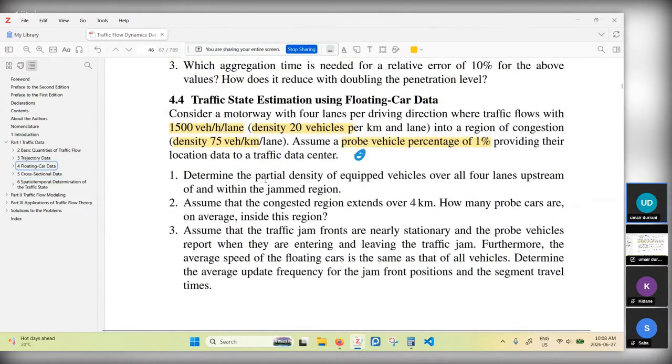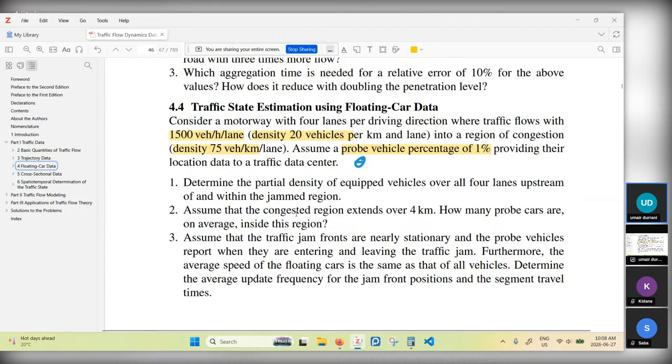Right. Number 3 is: assume that the traffic jam fronts are nearly stationary and the probe vehicles report when they are entering and leaving the traffic jam. Furthermore, the average speed of floating cars is the same as that of all vehicles. Determine the average update frequency for the jam front positions and the segment travel times. So this question is a mouthful. Let's look at it again.